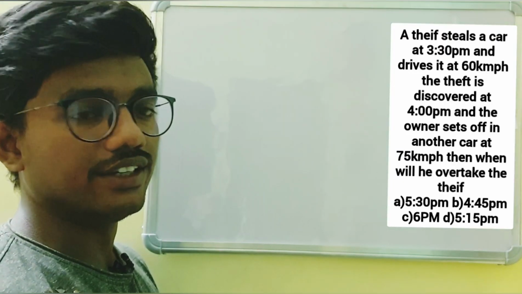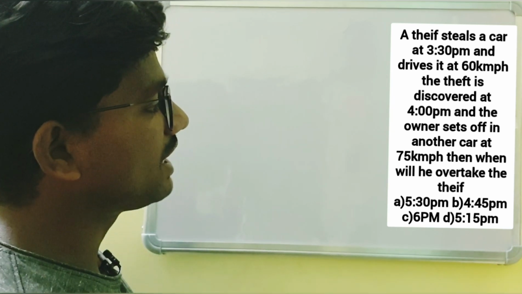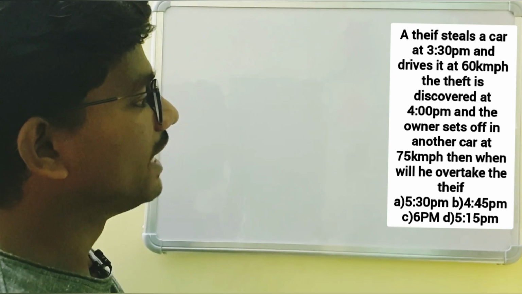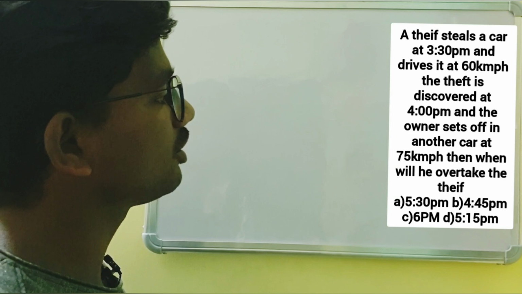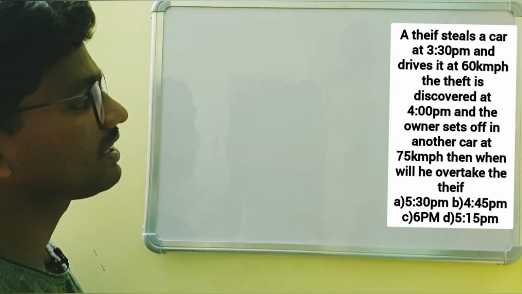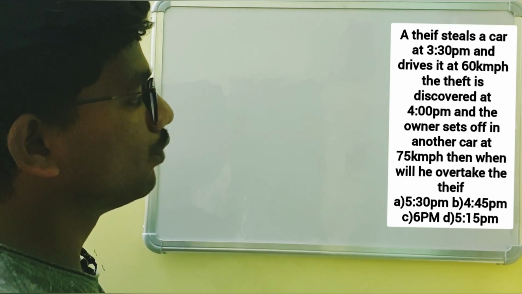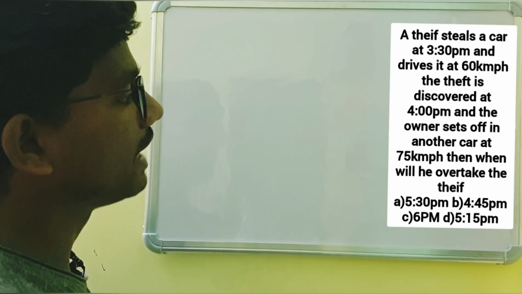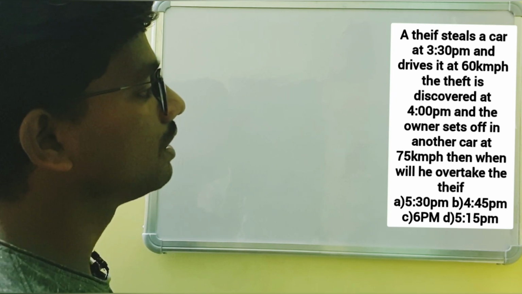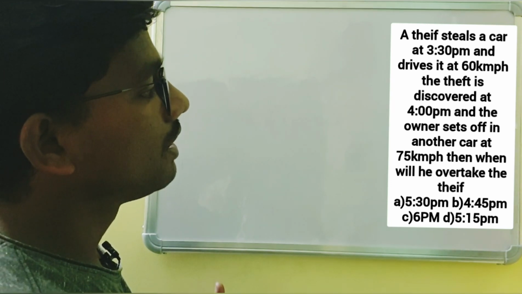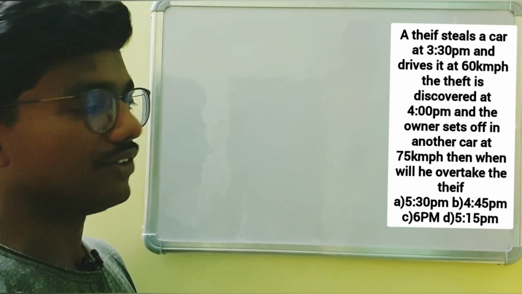The second question is, a thief steals a car at 3:30 p.m. and drives it at 60 kilometers per hour. The theft is discovered at 4 p.m. and the owner sets off in another car at 75 kilometers per hour. Then when will he overtake the thief?